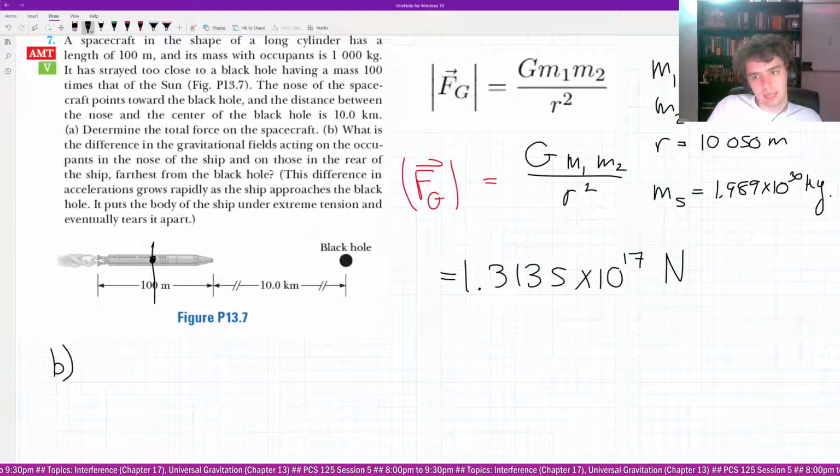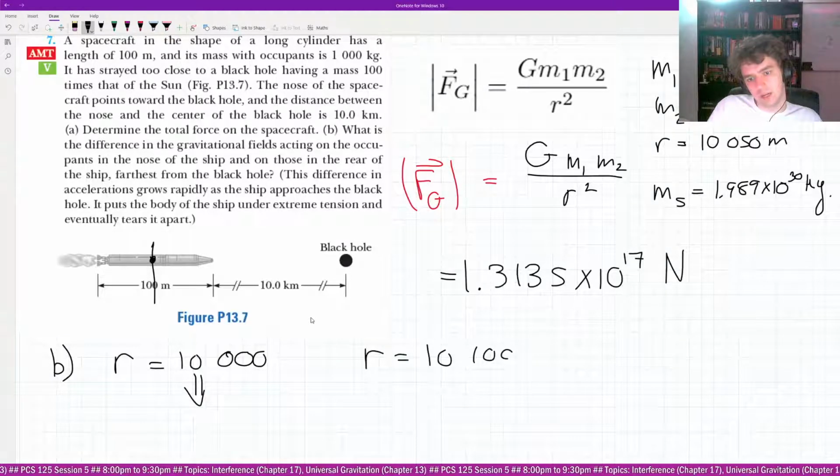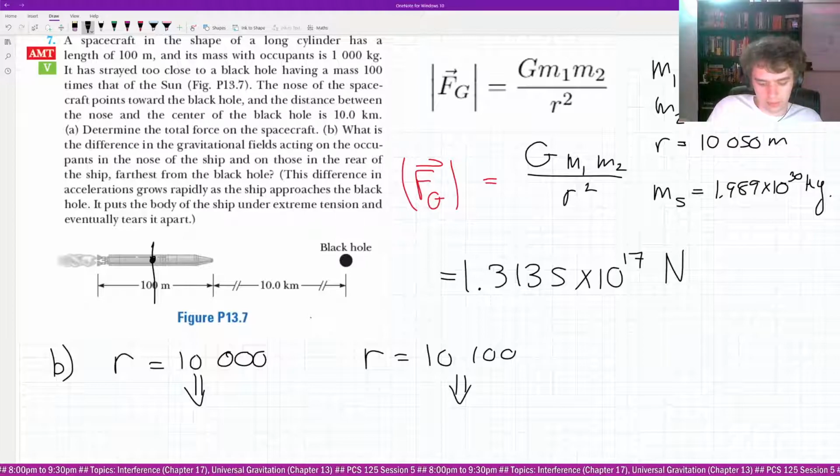That would be the same. So I guess I have to do two calculations here. It's the same calculation, but I just have to set R equals 10,000. That gets me some answer. And R equals 10,100. That gets me some answer. So let's see what the answer is.